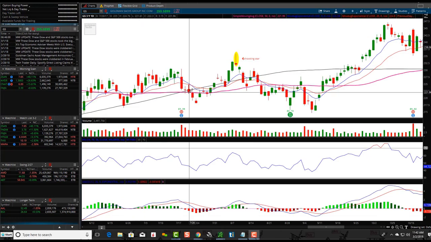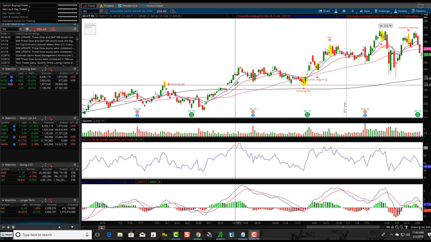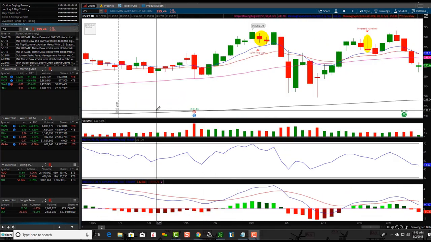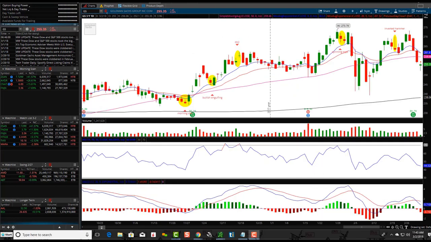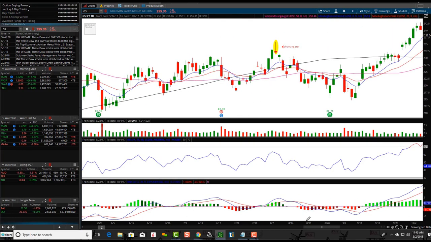Goldman Sachs, here's another one. So this one wasn't overextended, right? Had a couple days here. You could see this thing was just going. Let me zoom out a little bit here. Go in, you can see this thing's just all over the place. There's just a big mess going on over here.